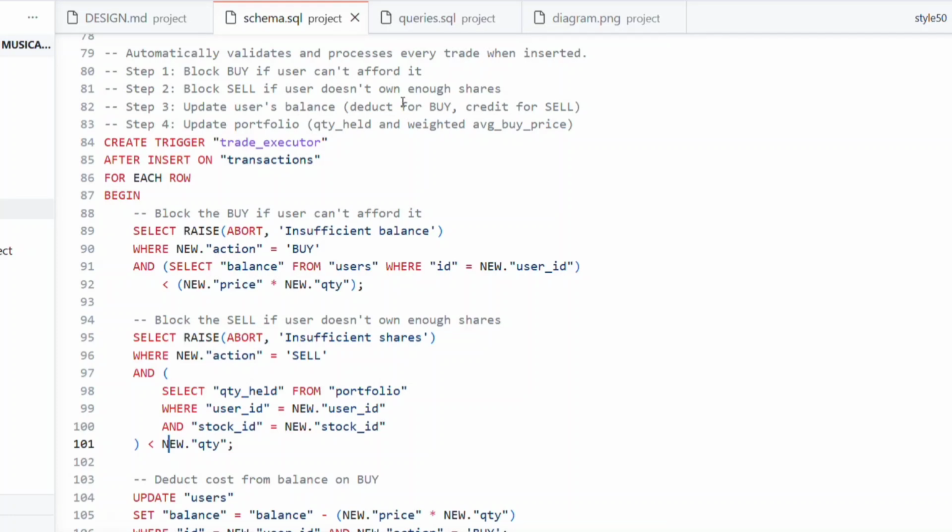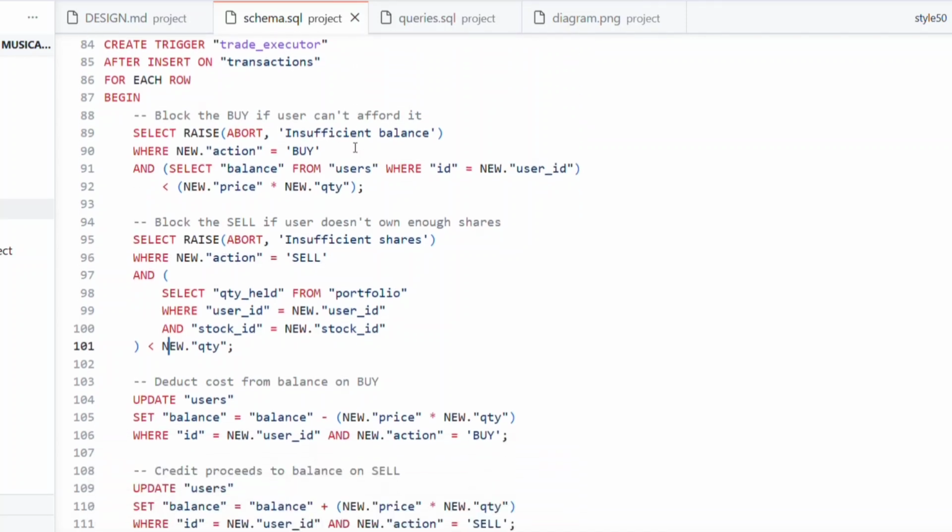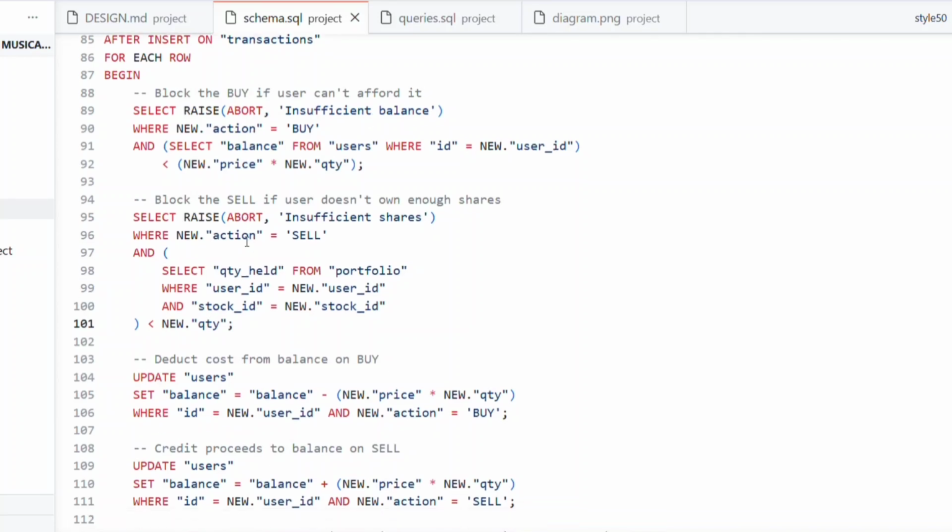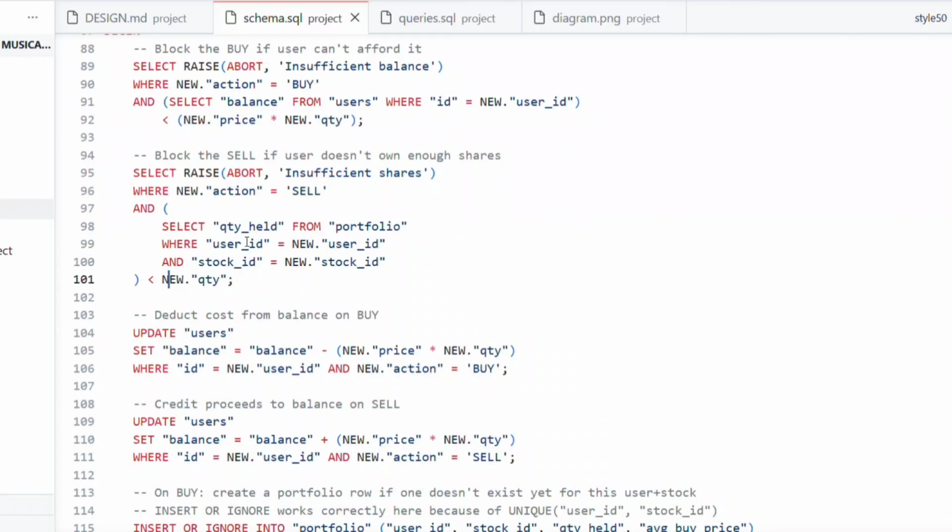Important part: the trigger called trade executor. Every time a transaction is inserted, it runs four steps automatically. Step 1. If it is a buy, it checks whether the user's balance covers the cost or not. If not, then it will raise an insufficient balance error and the entire trade is rejected and rolled back. Step 2. If it is a sell, it checks whether the user actually owns enough shares in their portfolio. If not, then it will again raise an insufficient shares error and the trade stops completely.